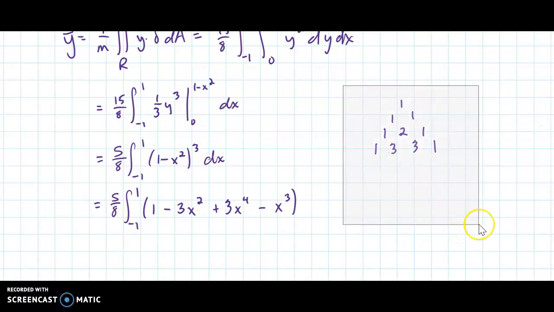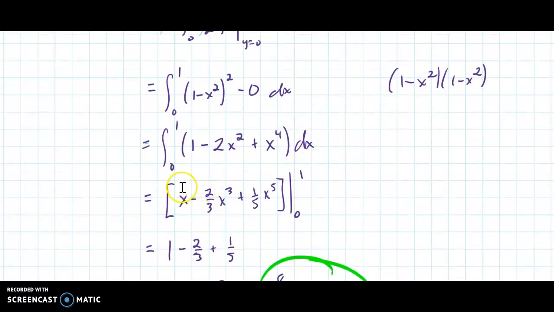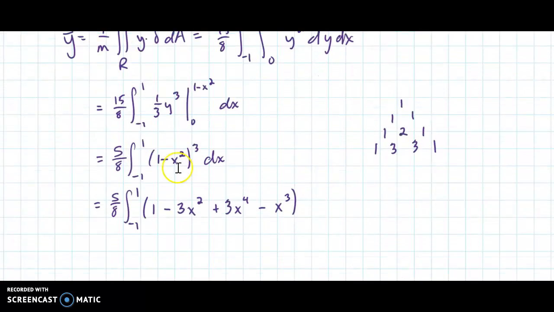We can practice some of this and talk about why this works in class. But for now, if you cube this, you get this. An alternative way to get that would be to take what we had previously, this, and multiply it by 1 minus x squared, because that would be 3 of them multiplied. You would get this same thing if you did your work right. So dx. Okay, so now we've got 5 over 8.